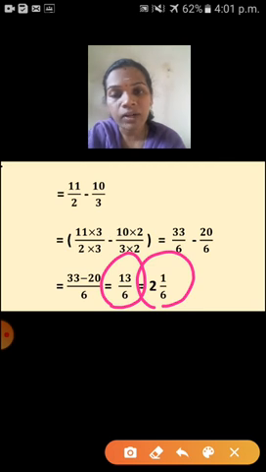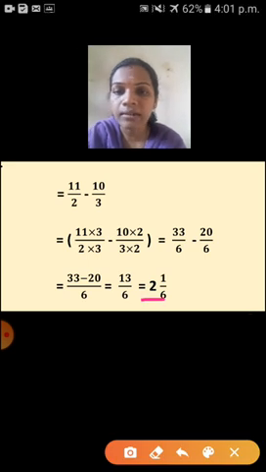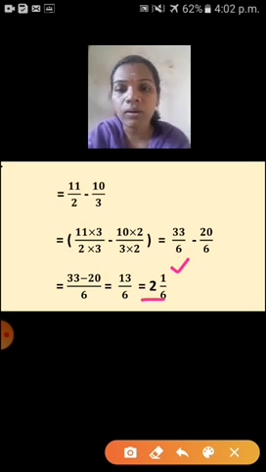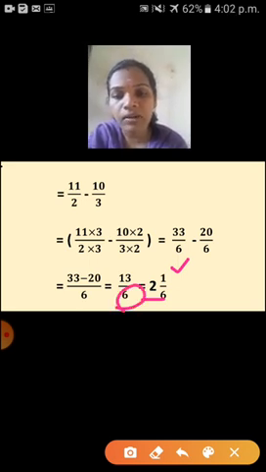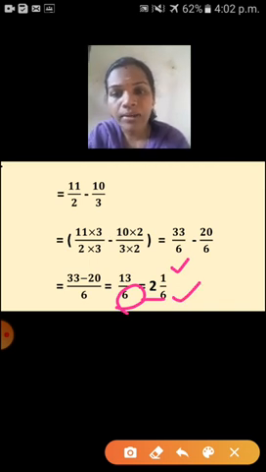So 13 is divided by 6. In 13, how many 6s are there? 2. Two 6s are there. So 2 will come as your whole number. Remainder will come as your numerator. So here the remainder is what? 1. 1 upon divisor will come as your denominator. So 2 1 upon 6. That is your final answer.